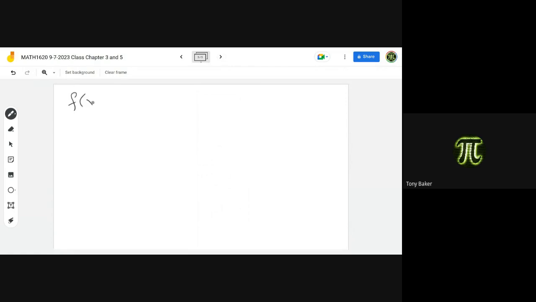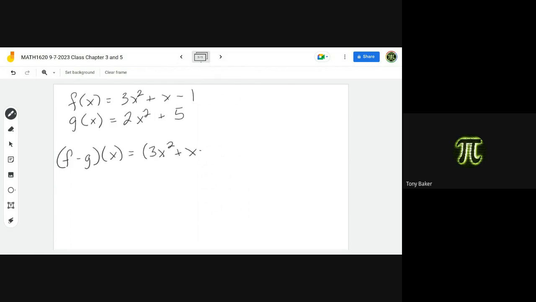All right, let's do 3x squared plus x minus 1. All right, so let's do f minus g of x on this one. So same thing, we put them together. This is one of those ones, if you didn't put the minus sign, you might forget to change that.